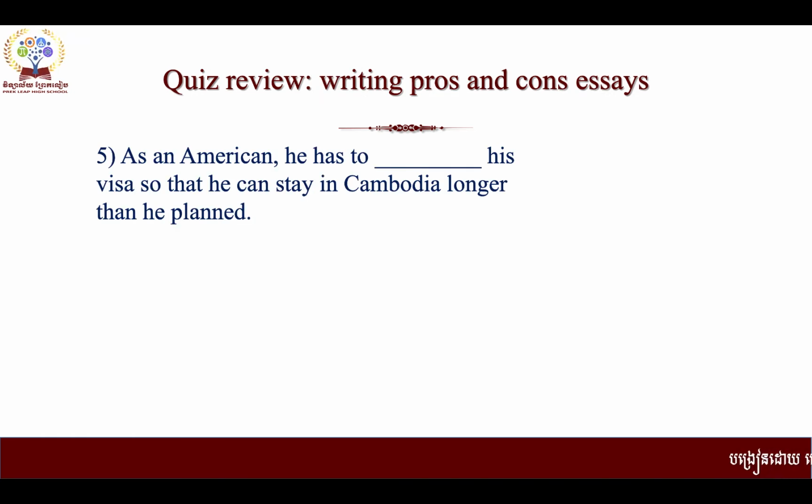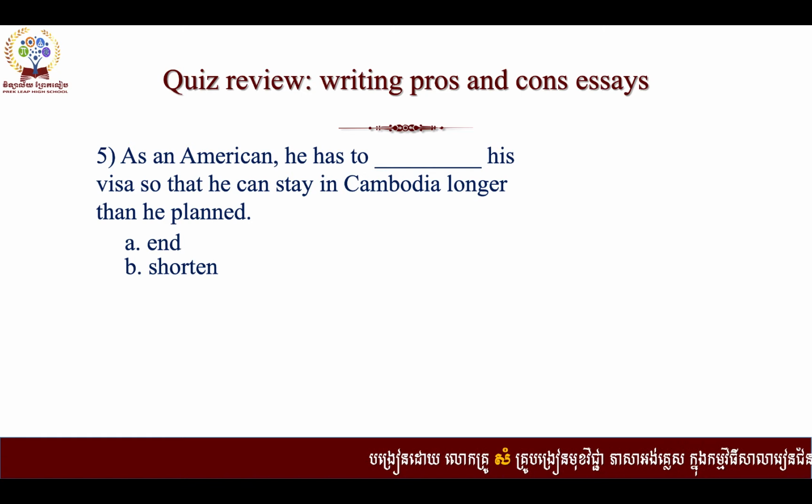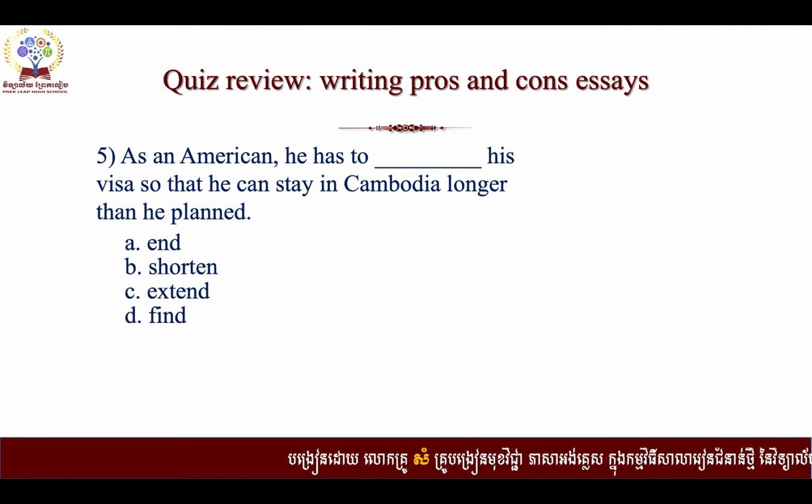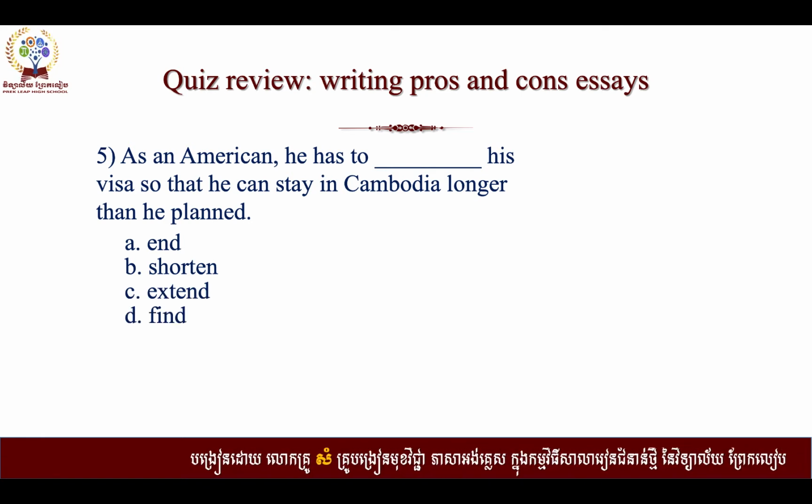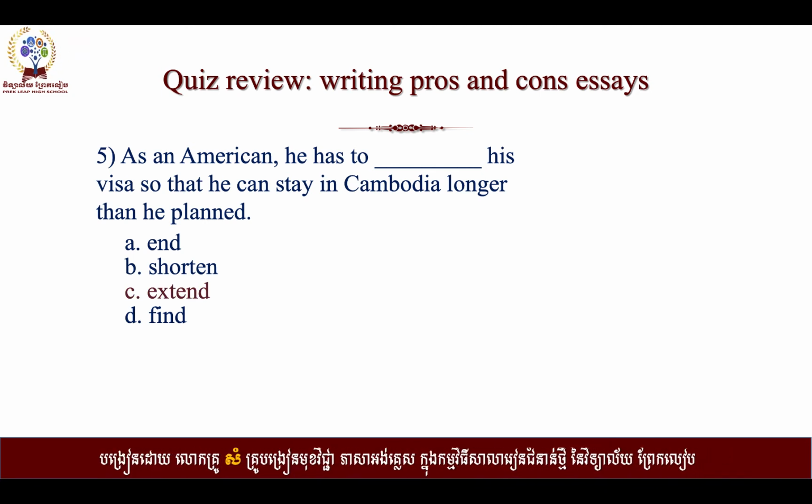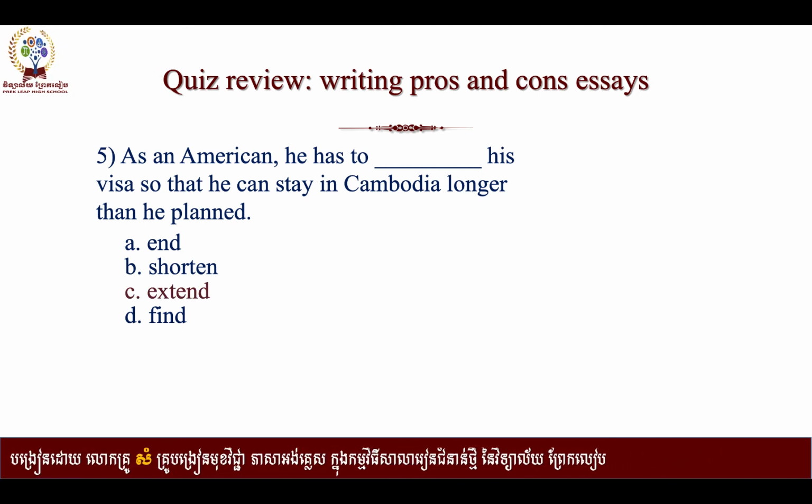And so here is some vocabulary. As an American, he has to blank his visa so that he can stay in Cambodia longer than he planned. So, end, shorten, extend, or fine, right? So here we know the answer is going to be extend, because extend is to lengthen or make longer, right?